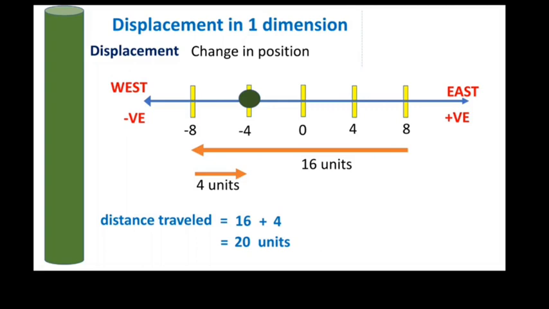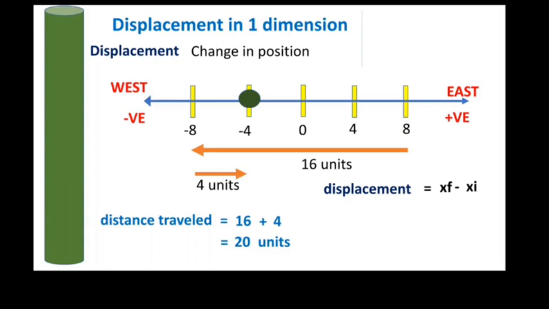Remember, distance, unlike displacement, distance is a scalar quantity. It just measures the length of the path traveled. How long is the path? Okay. Whereas displacement is a vector quantity. It's a straight line movement from start point to finishing point. In other words, the change in position.